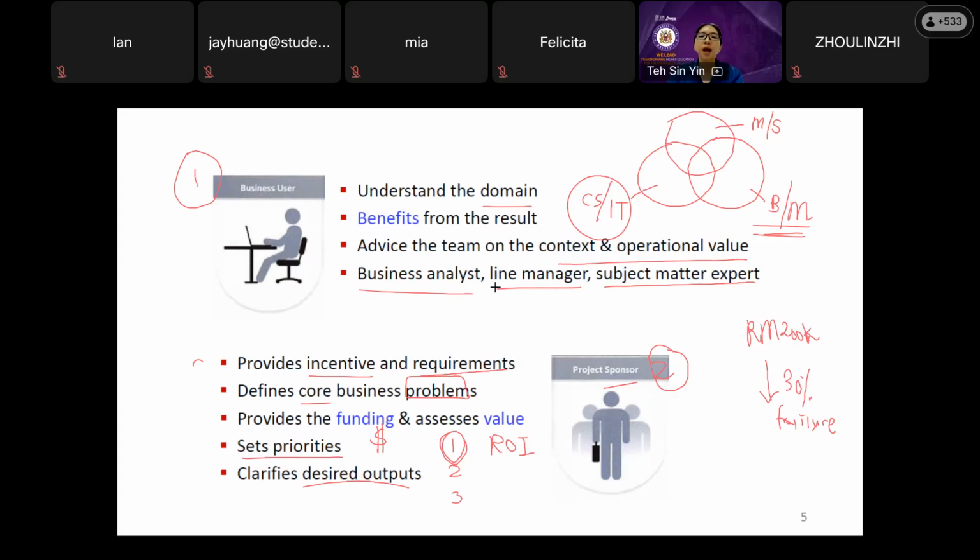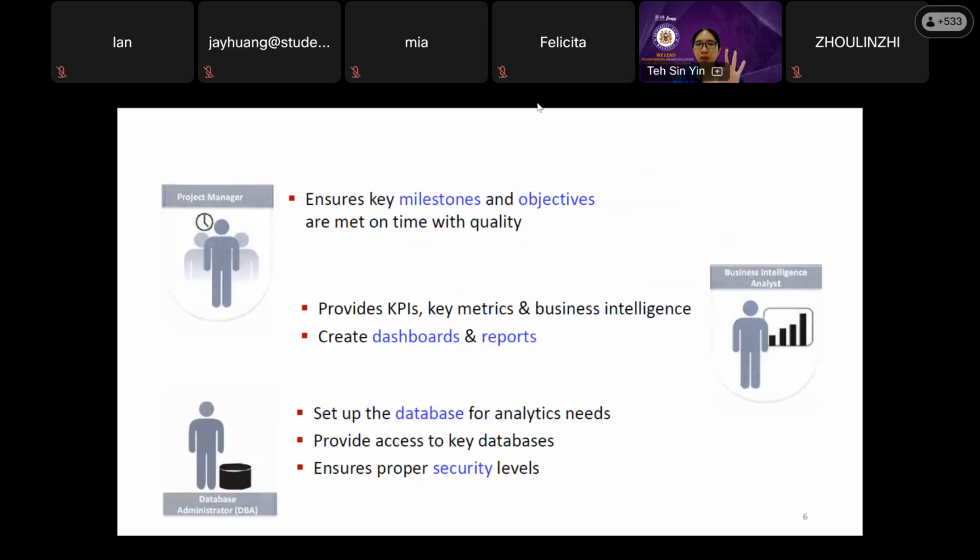Right. So we have already talked about 2 roles. First is the business user, most of the time the business analyst, line manager, or subject matter expert. Number 2 is the project sponsor. The money comes from the project sponsor. The requirement comes from the project sponsor. Now let us move to the third role. The third role is the project manager. As I told you just now, this is the project leader. The manager is the project leader. He leads the project.